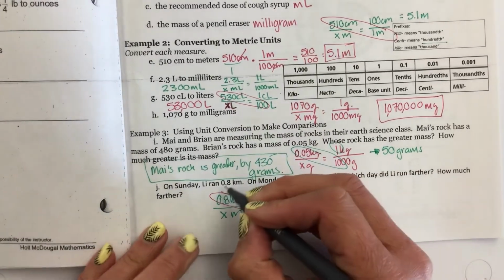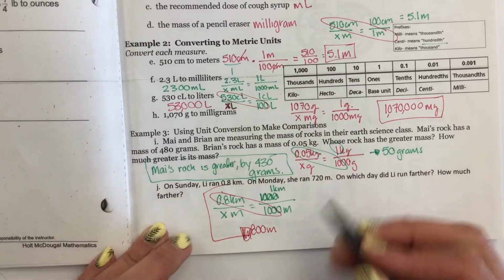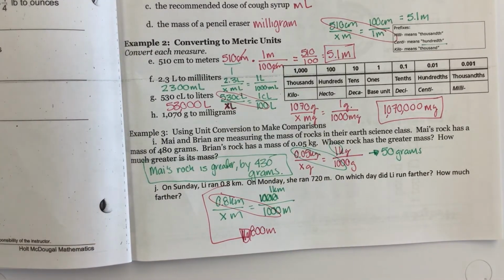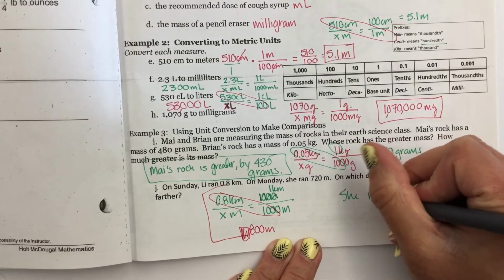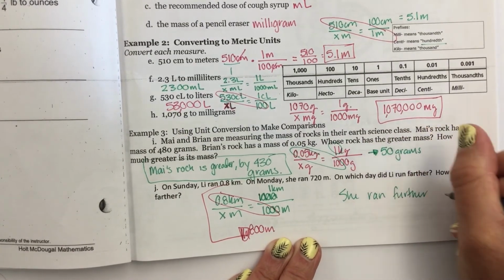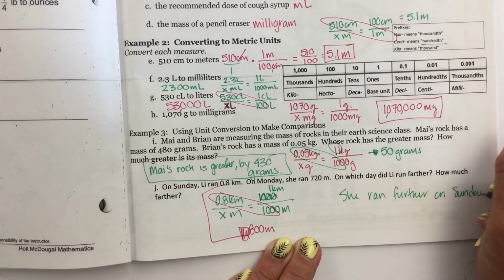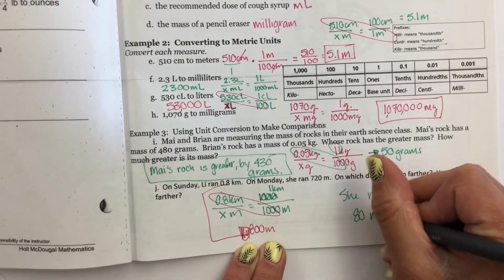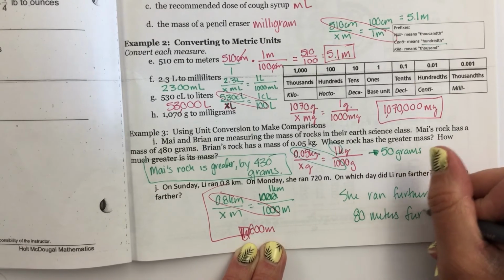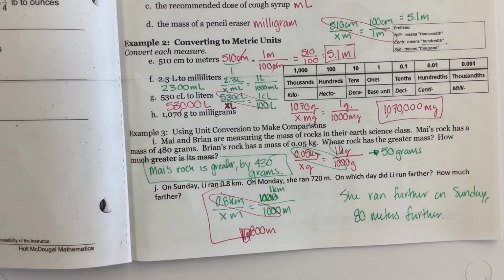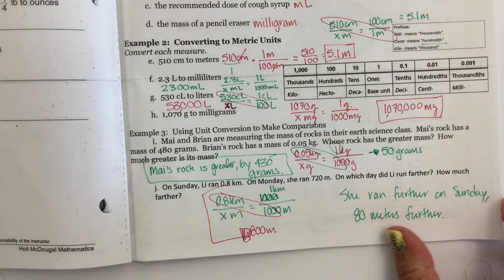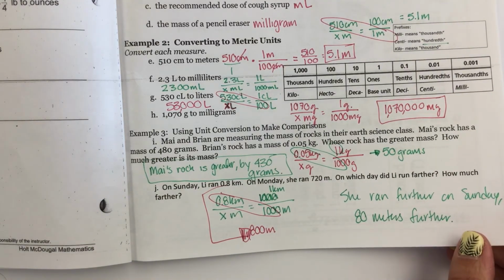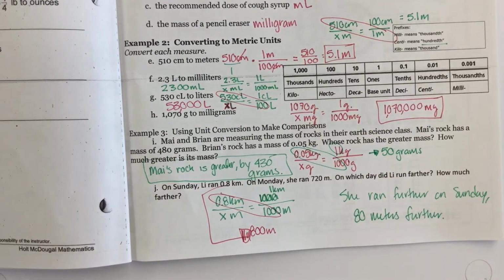So on Sunday, she ran 800 meters. On Monday, she ran 720. Which day did she run farther? Yep, she ran further on Sunday. How much further? 80 meters further. Okay, so that is all for your notes.